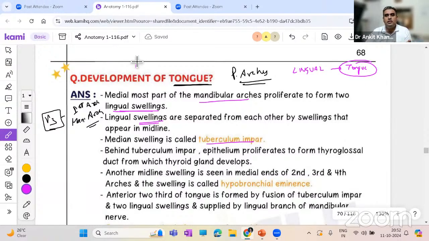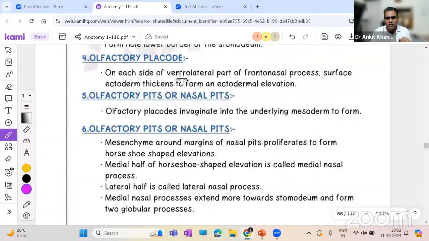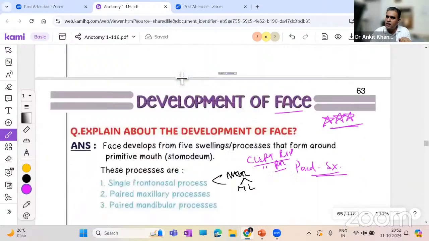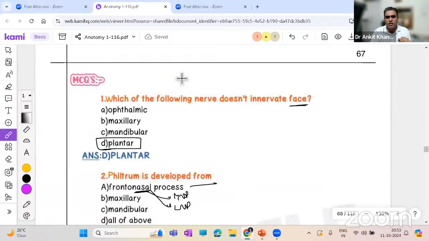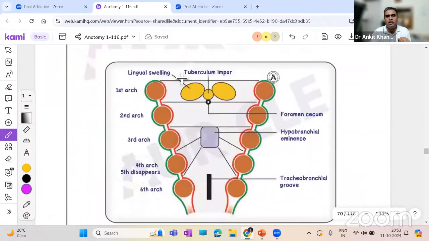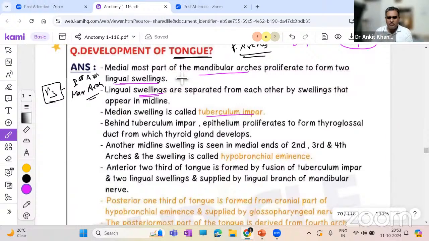Again, this is very important. I'll give you 2 stars or 3 stars for university exams. It is a very popular question, and also for the MCQs. Initially, did I give a star for the face? I think I did. Let me check. Yes, 3 stars I gave. But for the tongue, it is more important for university exams. So there are these terms over here.